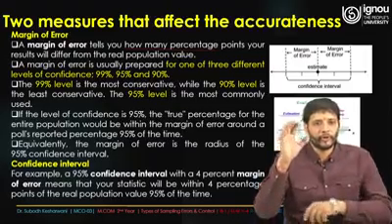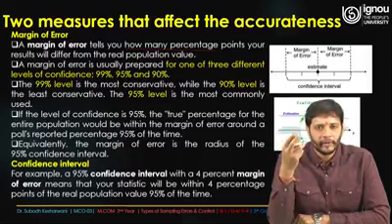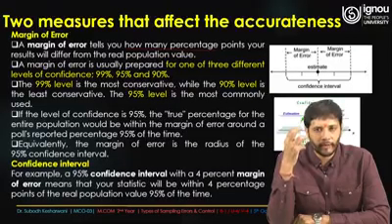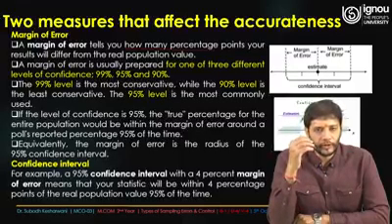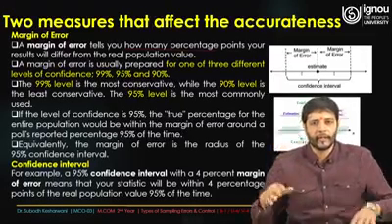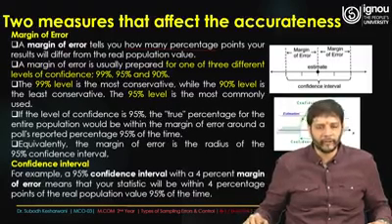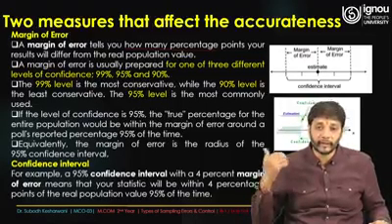So when you talk about the two measures that affect accuracy, there is the margin of error, and margin of error tells you how many percentage points your results will differ from the real population value. This margin of error is a very methodical way of calculating errors, and it is usually prepared at only one of three different levels of confidence, that is 99%, 95% and 90%. But the optimum is the 95% level. The 99% level is the most conservative, while the 90% level is the least conservative.